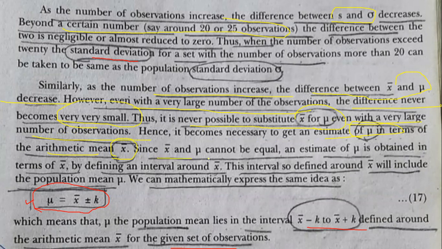Since x bar cannot become equal to mu, the estimate of mu is obtained in terms of x bar by defining the interval around x bar. This interval so defined around x bar will include the population mean.